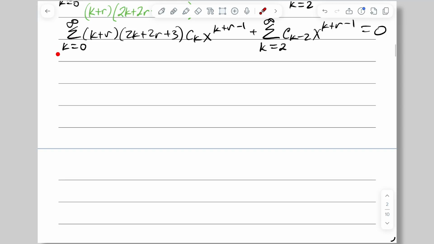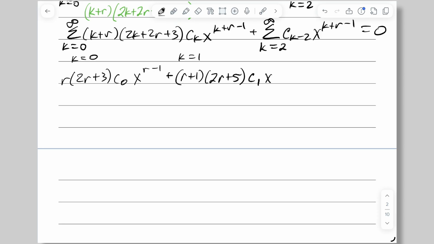And so we're going to write down the first two terms of the first sigma expression. For the k equals 0 term, we have r times the quantity of 2r plus 3, c sub 0, and then that would be x to the r minus 1. For the k equals 1 term, we'll then add r plus 1 times the quantity of 2r plus 5, c sub 1, x to the k plus r. Because we know where we're going, we can go ahead and set this equal to 0. And I realize that second exponent shouldn't have been k plus r, it should simply be r.